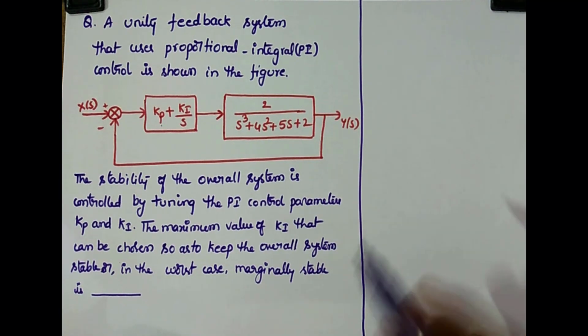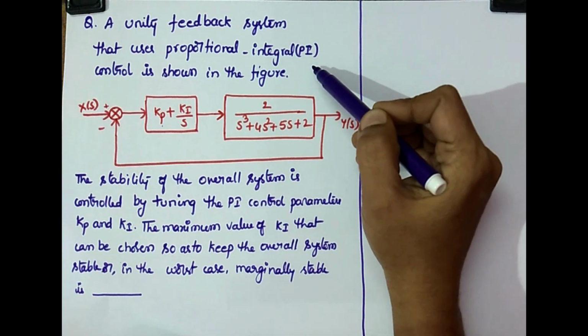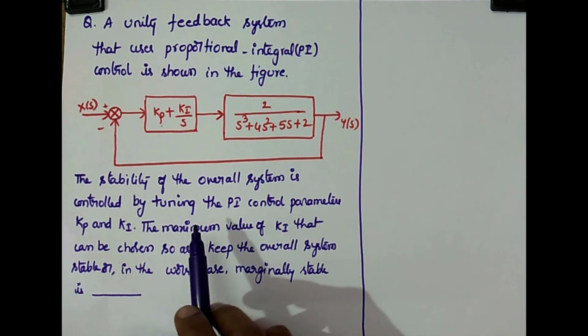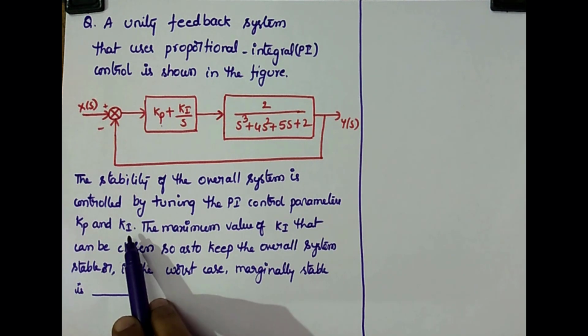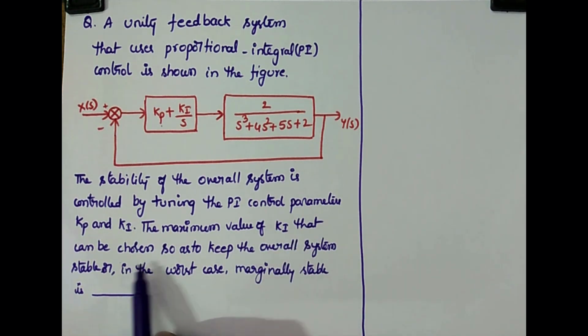Today's GATE question: a unity feedback system that uses proportional integral control is shown in the figure. The stability of the overall system is controlled by tuning the PI control parameters Kp and Ki. The maximum value of Ki that can be chosen so as to keep the overall system stable, or in the worst case marginally stable, is.